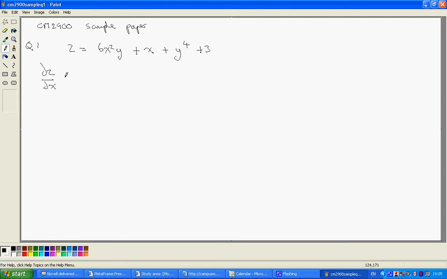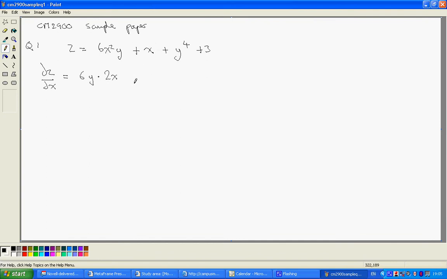So x is the variable, anything else is a constant. So 6x squared y should be read as a constant 6y times x squared. Derivative of x squared with respect to x is 2x, so the derivative of 6y times x squared is simply 6y times 2x, because 6y is a constant. So we have 6y times 2x.